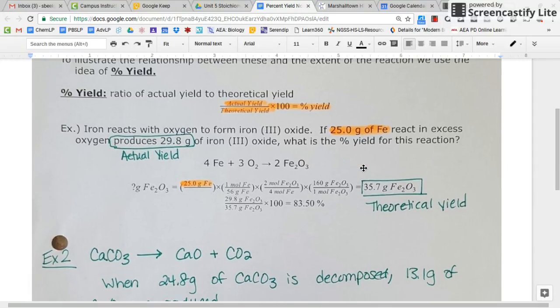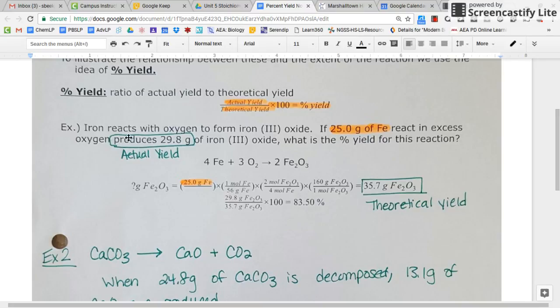This is the problem from your notes. Iron is reacting with oxygen to form iron 3 oxide. You're given 25 grams of iron. That's your starting mass of the reactant. It reacts with oxygen, enough oxygen that you won't run out of oxygen, to produce 29.8 grams of iron 3 oxide. So this 29.8 grams is how much they produced when they actually did the equation. So that's our actual yield.